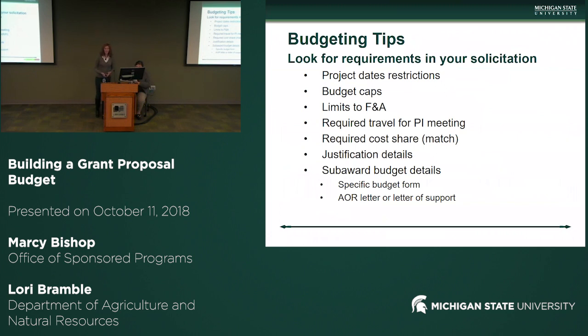Okay, so we're going to talk about some budgeting tips. So look for specific requirements in your solicitation. This may be project date restrictions, or it may be your project date must start 6 months in advance, or a certain date like in April of the next year. Budget caps. This could be by each year of the budget, or it could be the total project budget. Look for any limits to F&A. Also required travel for PI meetings, any required cost share or match, and then justification details.